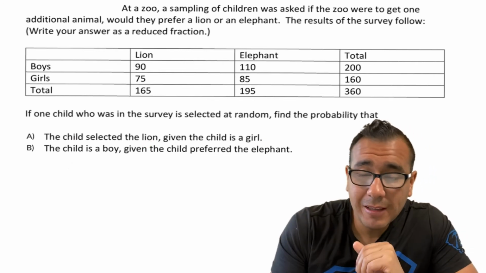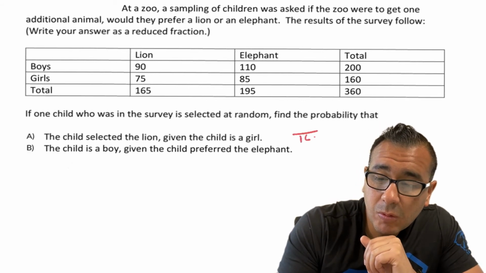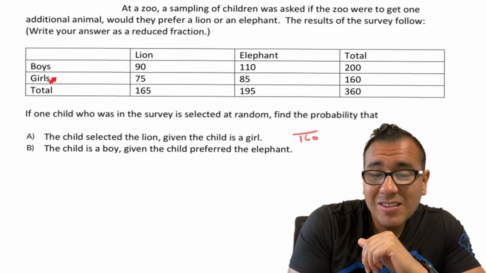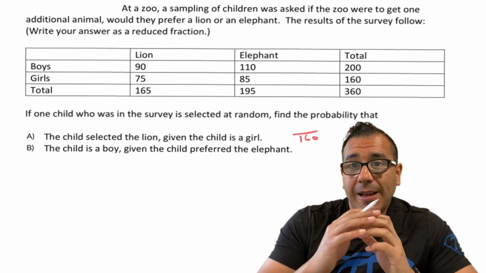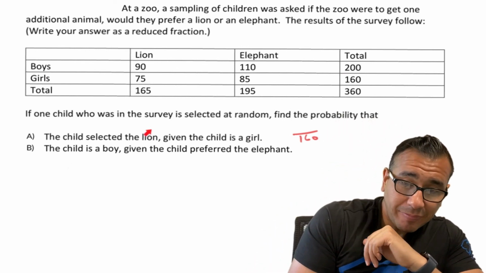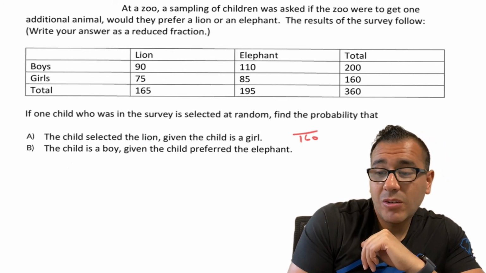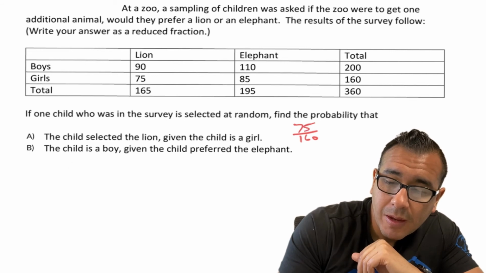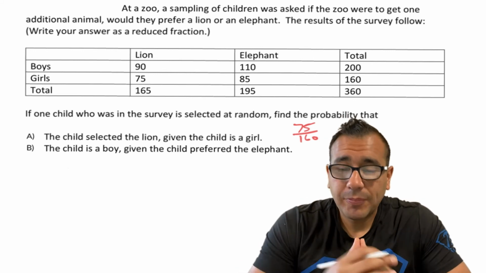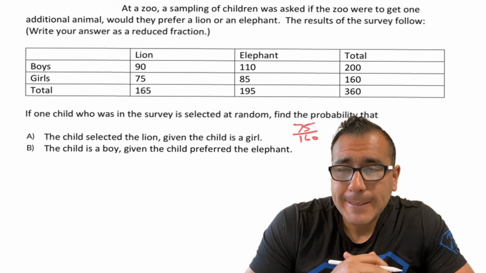So we're only looking at girls for part A. We see that the total number of girls was 160. So once again, that number on the bottom, when it says given, only represents the group we're looking at, so the total number of girls. And out of those girls, how many chose the lion? We know that 75 of them felt like a lion. They wanted people to hear their roar. So 75 of them.